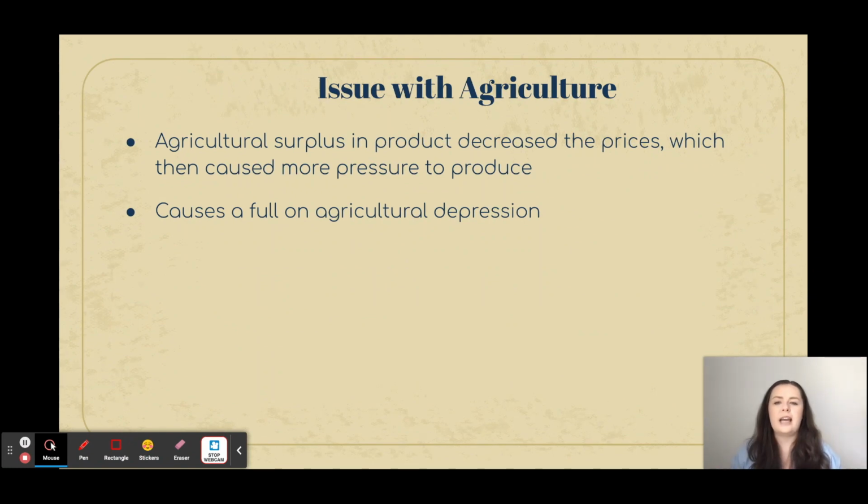So again, to recap, the issue with agriculture and other sick industries is there's a surplus, right? So with the tractor, they're cultivating more things, the price decreases, and then they're like, oh my gosh, I'm not making as much money because the price is lower. Let me produce more and more, but that makes the problem worse. So this leads to a depression just within the agricultural industry.